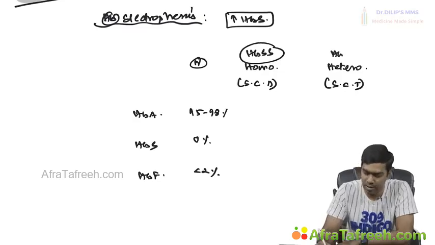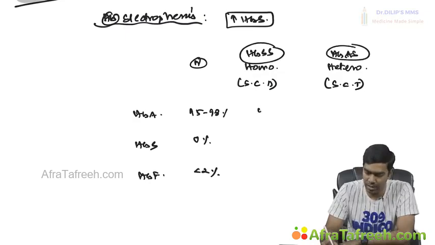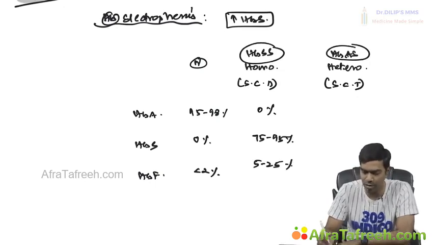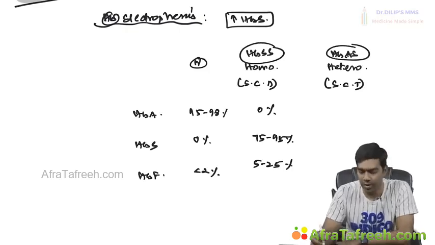Double S. In heterozygous sickle cell trait, you can write as HbAS. So how much will be the HbA? HbA in homozygous variant will usually be 0%. You don't have anything. At the same time, HbS will be nearly 100%, and rather than writing 100%, you can write 75 to 95%, and HbF will be approximately around 5 to 25%.